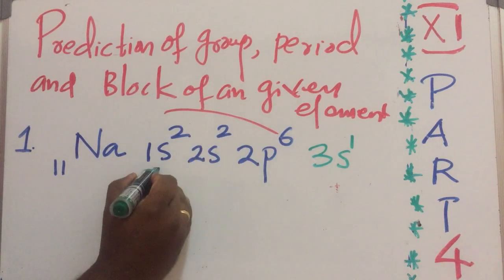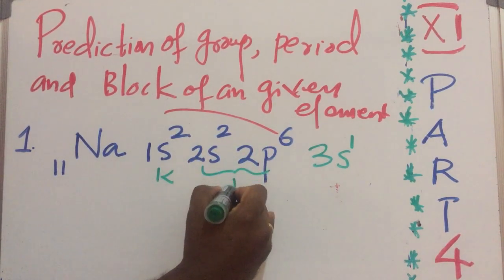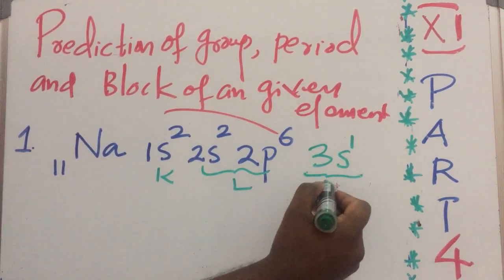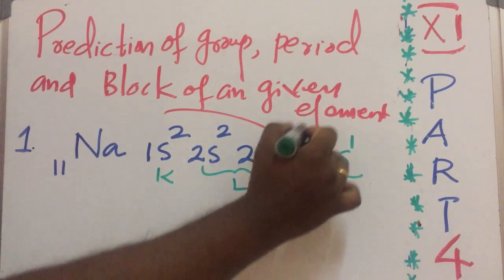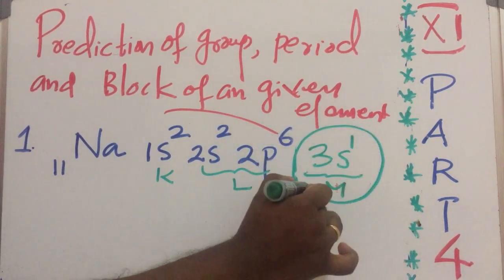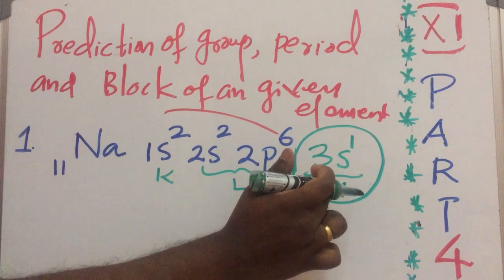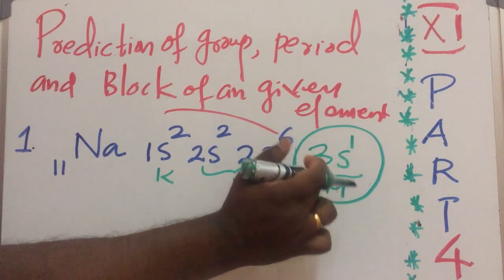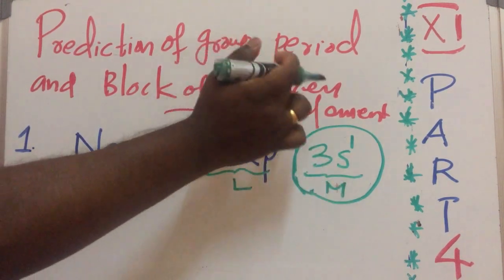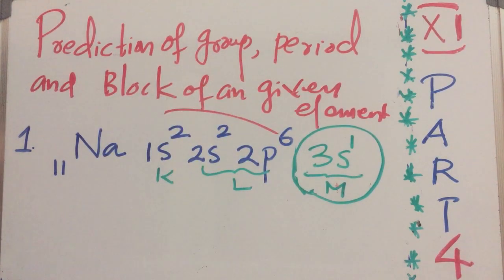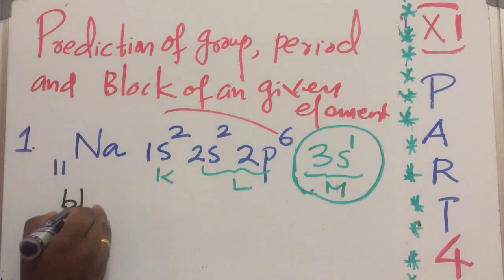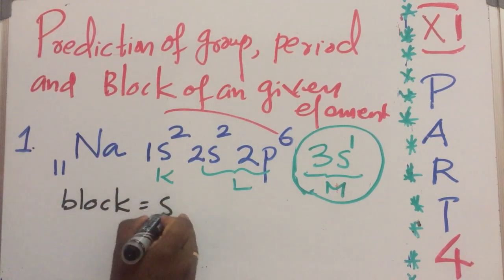Because this one is K shell, L shell, and this is a part of M shell. So the valence shell is important. 3s1 belongs to the valence shell. So the valence shell is important for finding group, period and block. Now see where the last electron enters. The last electron enters the s orbital, so the block is s block.